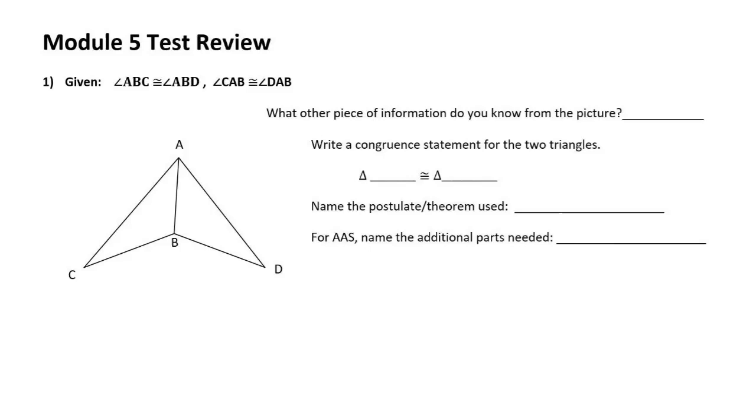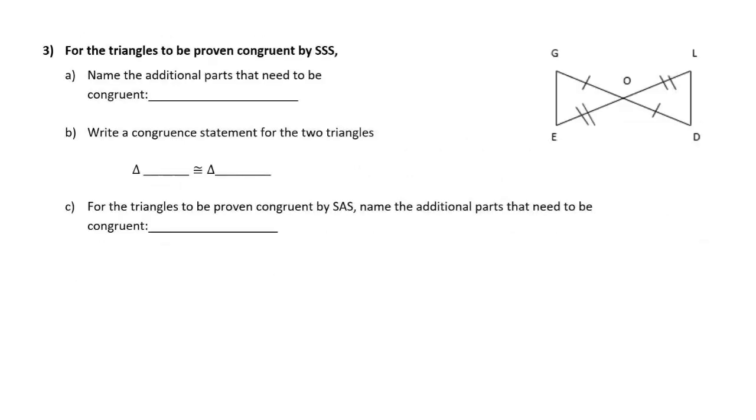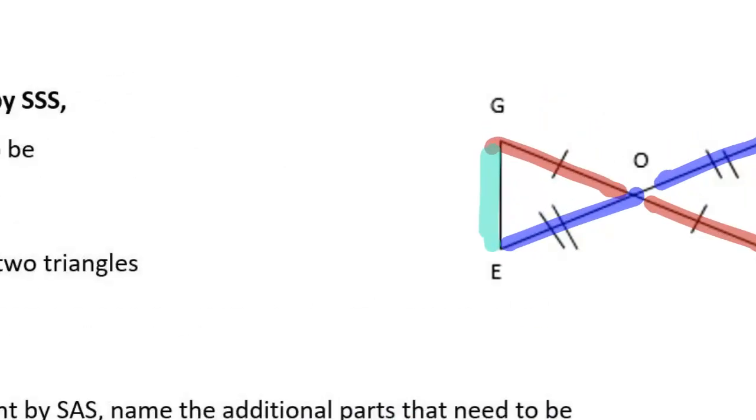All right, looking at problem number 3 to begin. For the triangles to be proven congruent by side, side, side, name the additional parts that need to be congruent. Right now, they have marked this pair of sides as congruent, and they have marked this pair of sides congruent. So if we wanted to prove this to be congruent using side, side, side, we still need these two sides congruent right here.